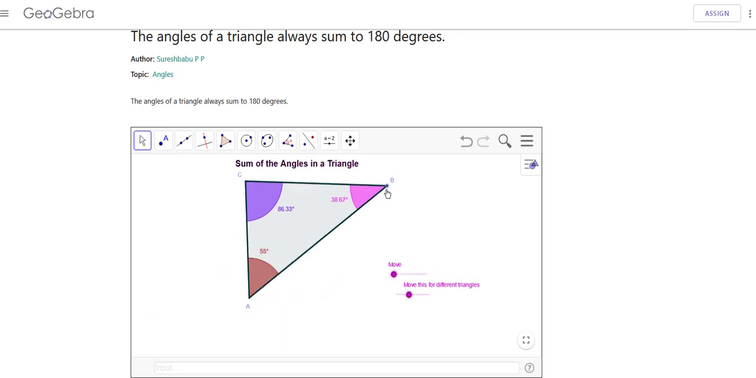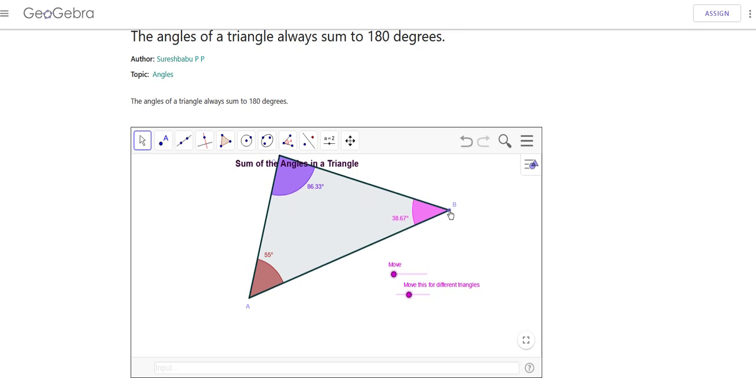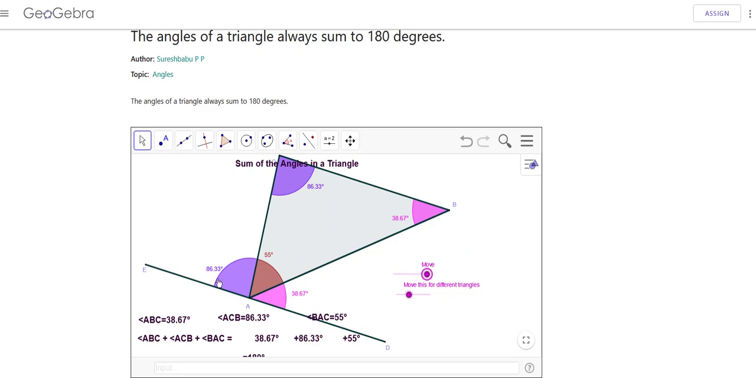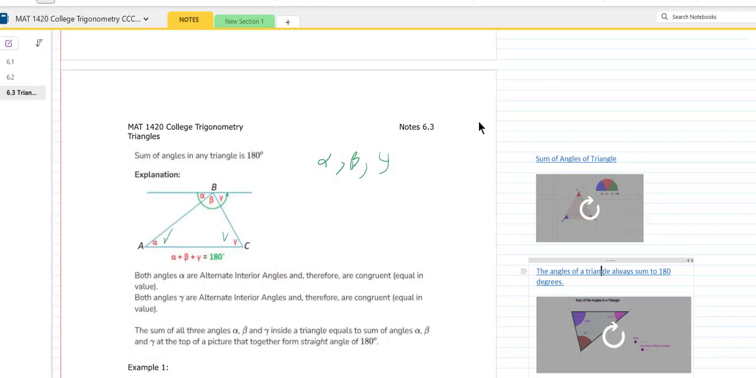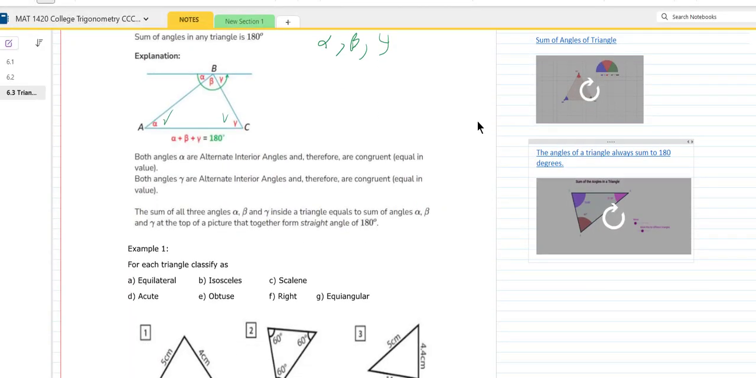And this is kind of a cool applet because I can manipulate the angles. If I want to move the angles, it's just showing you that if I take the other two angles, I can make that into a straight line. Therefore, all of the angles add up to 180. So that's a cool little visual to show students then.